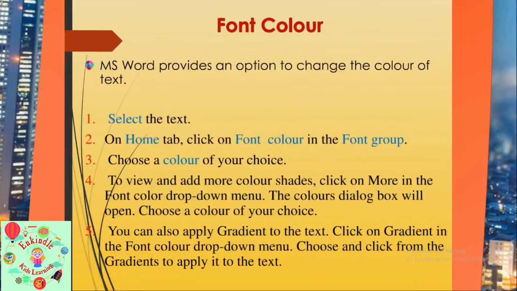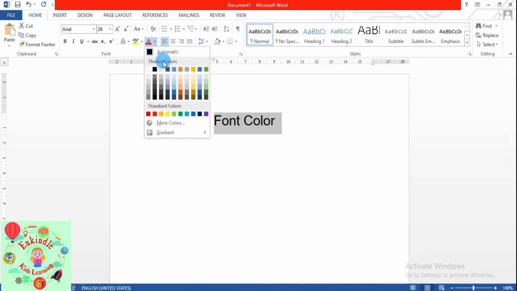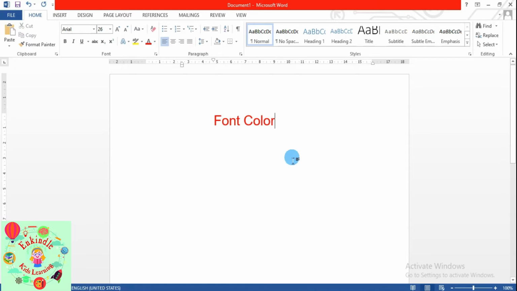After applying different font styles and effects, you can also change the color of the text. There are plenty of colors to choose from the color palette. Let us see how to apply font color onto the text. First, you will have to select the text. On the Home tab, click on Font Color in the font group. Choose a color of your choice. Observe the color change in the selected text.